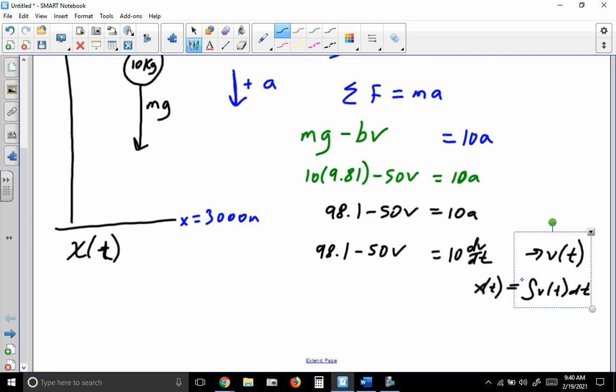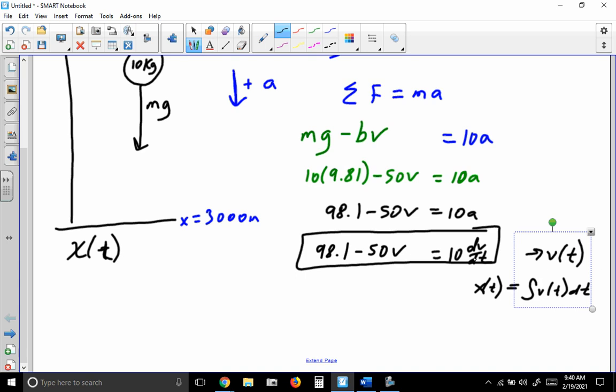Remember from Calc 1 that velocity is the derivative of position. Velocity is the rate at which position is changing. Acceleration is the derivative of velocity. It's the rate at which velocity is changing. So if we work backwards, if we have acceleration, we integrate it to get velocity, integrate velocity to get position. So we need to solve our differential equation.